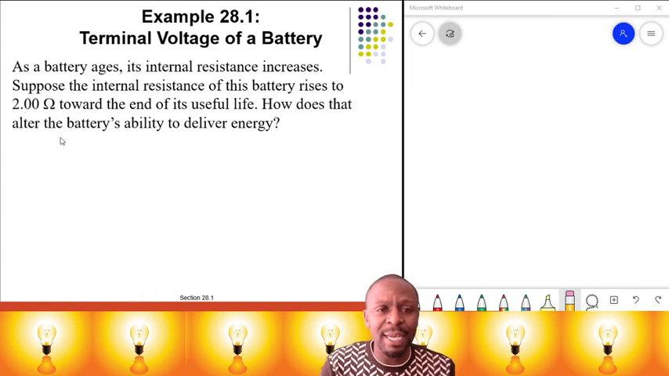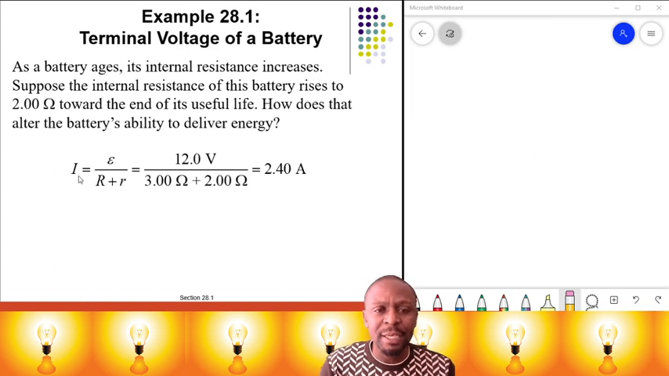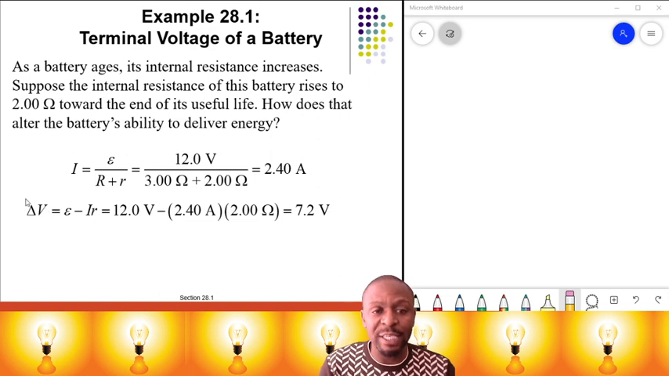Now, how does that alter the battery's ability to deliver energy? In that case, the current through the circuit will be recalculated, because now the internal resistance value has changed. It's no longer 0.0500 ohm, but it's 2.00. In that case, you will also be able to know the change in V, because the change in V is just given by that equation.